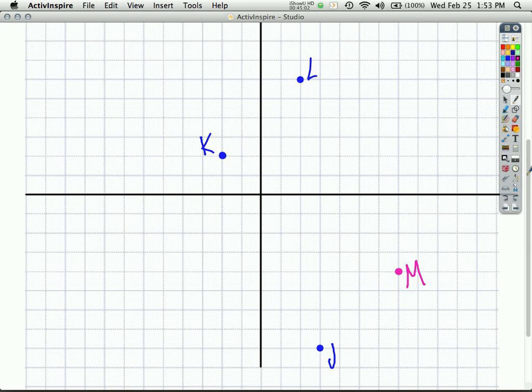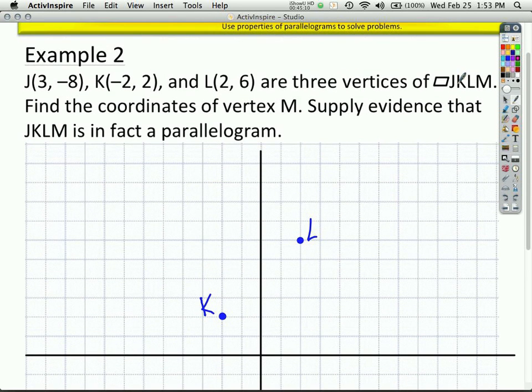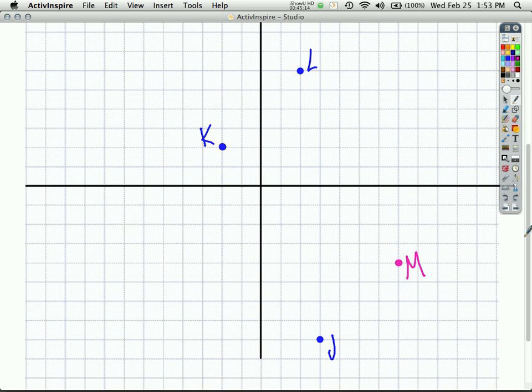But from what we've learned over the course of this year, the order of the letters matters. And so if this is what's given to us, then the vertices would have to go in that order. So you cannot say J, L, K, M. That wouldn't make sense. Okay? All right. Yeah. I was going to say, I think in previous lessons you said that we can't do that. Right. Right. Ania.